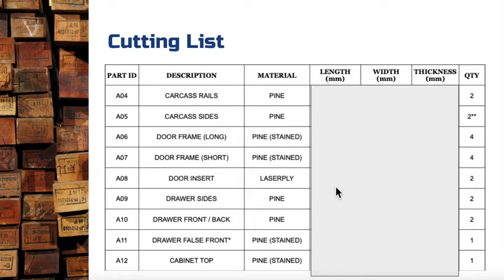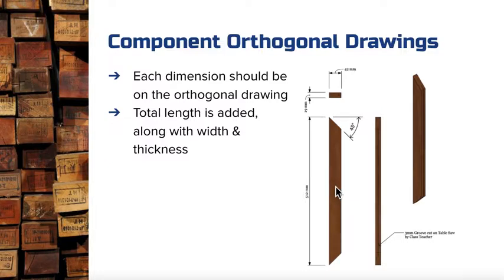So there's my quantities, my pieces, and the materials sorted. Once I've got those in, then I go back in and put in the lengths, the widths, and the thicknesses. To get those details, I go to the orthogonal drawings. Now, when I do drawings, I have an orthogonal drawing for each individual piece in my project. Front, top, side view, dimensioned.